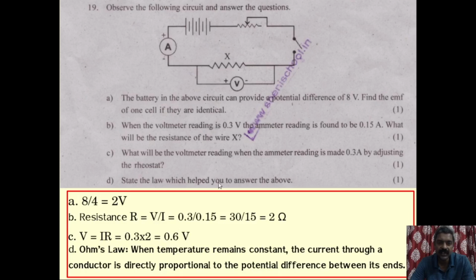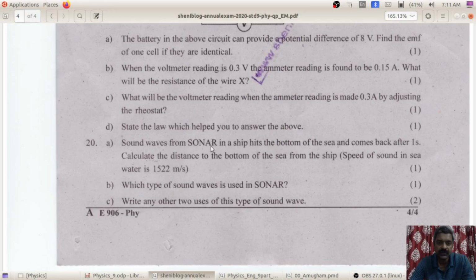State the law which helped you to answer the above. Ohm's law. When temperature remains constant, the current through a conductor is directly proportional to the potential difference between its ends. Sound waves from sonar in a ship hit the bottom of the sea and come back after 1 second. Calculate the distance to the bottom of the sea from the ship. Speed of sound in sea water is 1522 meter per second.